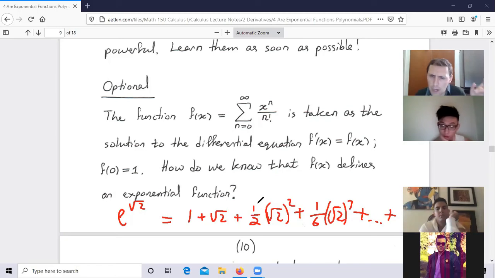Right, before, e to the power of root 2 means nothing to you. I mean, what does it mean to multiply e by itself root 2 number of times? But this second line makes perfect sense to us. You agree?